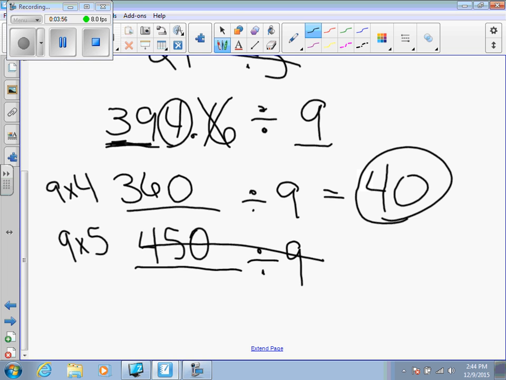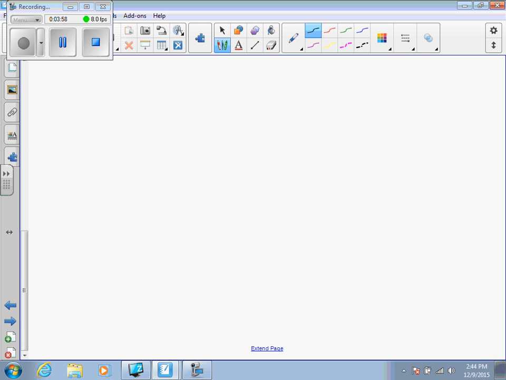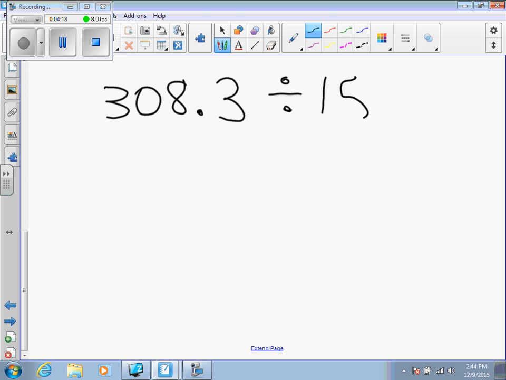Okay. Now we're going to look at a 2-digit divisor. Look at number 3. Number 3 is 308 and 3/10 divided by 15. Okay, check out 15.